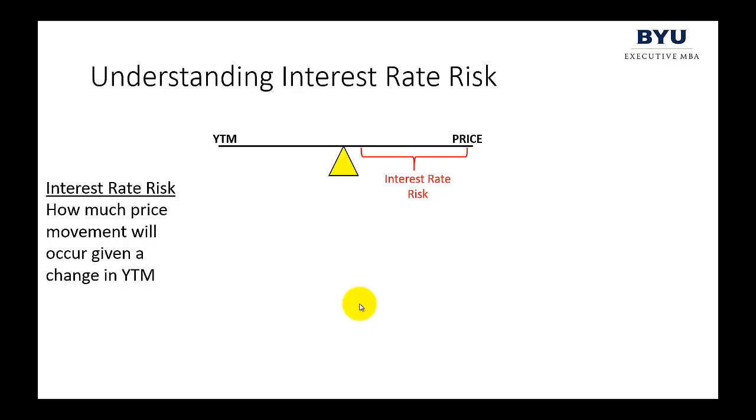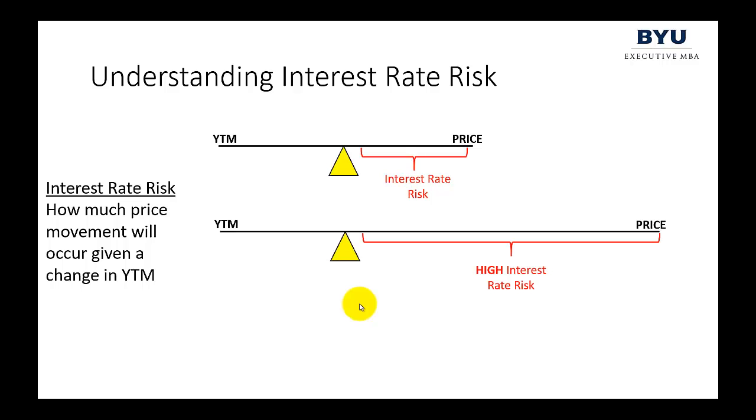The best visual representation I can give you of interest rate risk is to think of interest rate risk as the length of the lever in the teeter-totter that shows the relationship between yield to maturity and price. So high interest rate risk would mean there's a very long lever. So if there's a bond with abnormally high interest rate risk and the yield to maturity moves even slightly, you're going to get massive price swings.